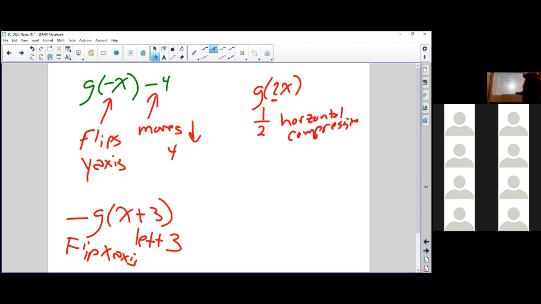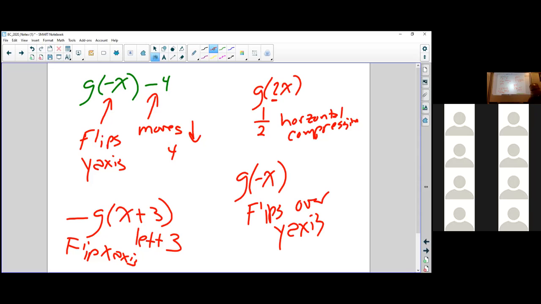And then the last one, g at negative x. That flips it over the y-axis. So it does all kinds of wonderful things.